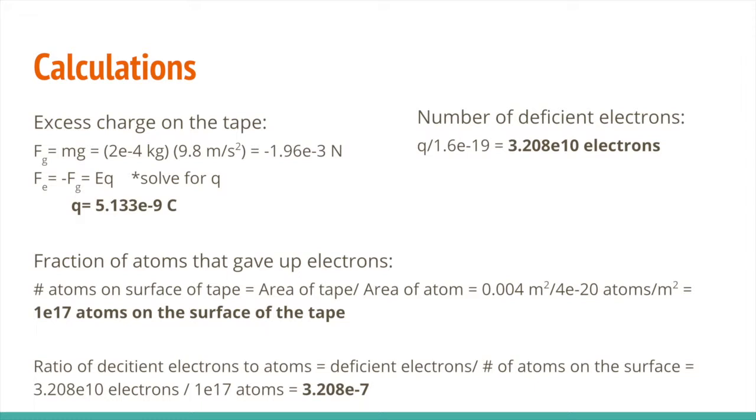I then used the formula Fe equals negative Fg, which is also equal to E times Q, and solved for Q. In order to find the number of deficient electrons, I divided Q by the charge on electrons. To find the number of atoms on the surface tape, I did the area of the tape divided by the area of the atom. To find the ratio of deficient electrons to total atoms, I divided the deficient electrons by the number of atoms on the surface.